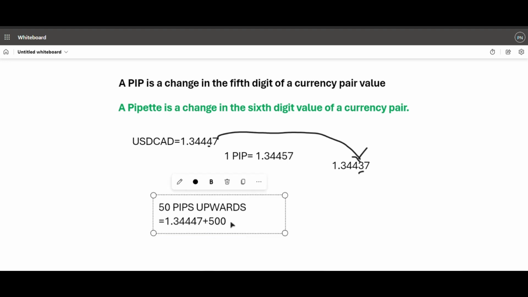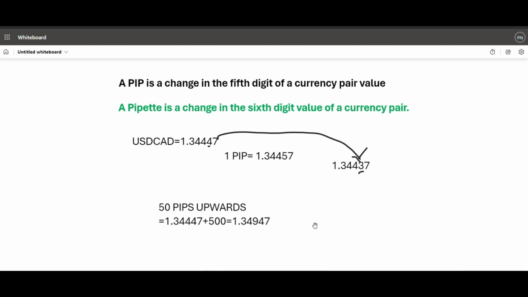So if I do this, I will have what? If I'm adding 50 pips to that, that will be equal to 1.34 plus 50. That will be 947. So you can see that if this market moves up by 50 pips, this is what will be the change in value. It will become a change from 44 to 94 because it moved up by 50 pips. All right, 50 pips movement means we are dealing with the fifth, not the sixth. So it's kind of tricky, but that's how it works.